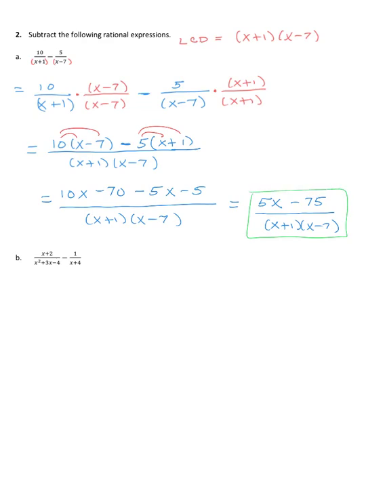Okay, so for B, I need a least common denominator, but I'm thinking that I can factor that first fraction. Let's see. I'm hoping it breaks into two pieces. It has to be an x and an x, a positive and a negative. So it's going to be positive 4 and negative 1. And the reason is the product is negative 4 and the sum is positive 3. This means the least common denominator has got to be, I need x plus 4, but also x minus 1. So let's set this up.